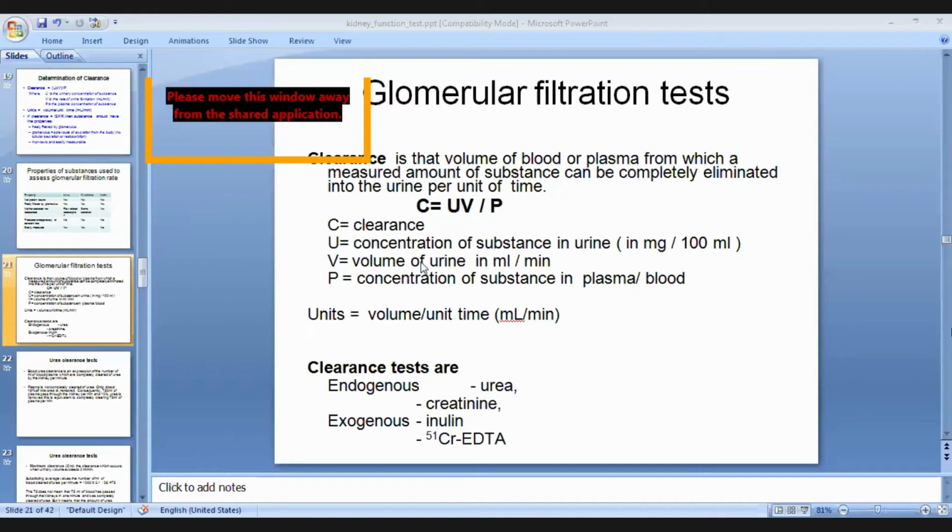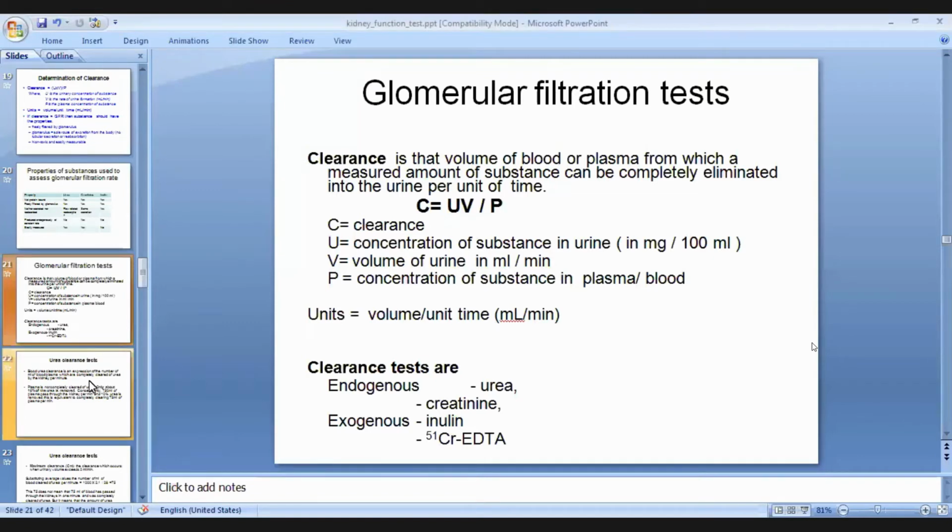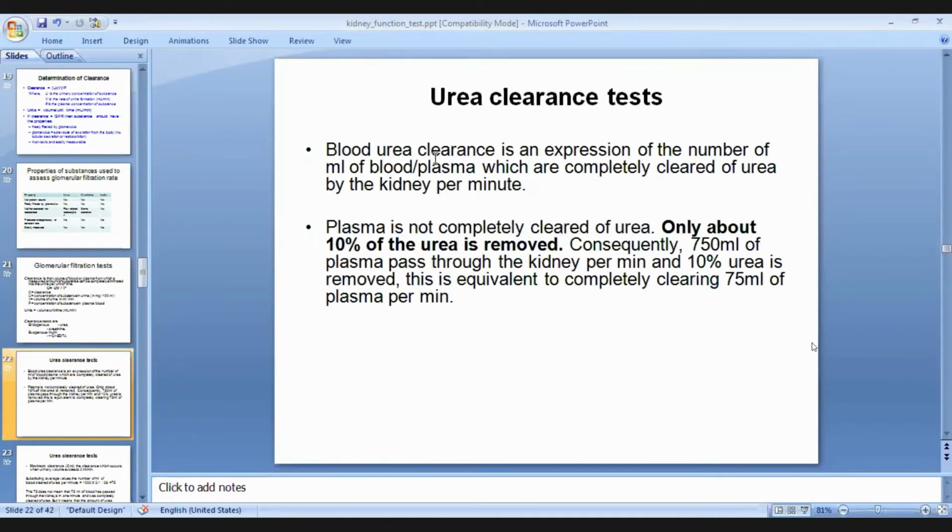And about clearance, I have already told you there may be endogenous and exogenous. For endogenous, we perform urea. Exogenous means that it is being provided from outside. Now coming to the urea clearance test. Clearance means any substance that is being cleared, and here the substance will be urea. So it is the volume of plasma, expressed as the number of ml of plasma, which is cleared of urea per unit time.